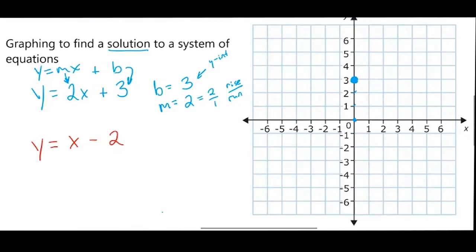Now from this point, I'm going to go up 2 and right 1. So rise 2, run 1. I'm going to rise 2, 1, 2, and I'm going to run 1. Always run to the right. So I'm going to put my point right there, because I went up 2 to the right 1. Now I'm going to do it again. I'm going to go up 2 and to the right 1.